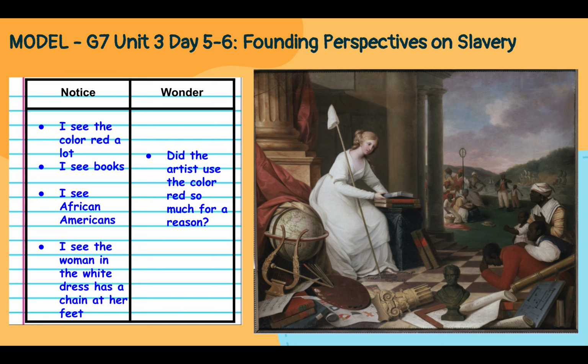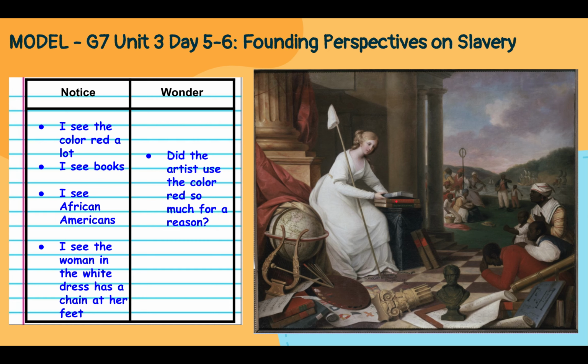So for example, when we're looking at this image, I want to just take a moment and look at the entire image. My eye is immediately drawn to the middle, right here, because of the bright color that she's wearing. And then I'm able to look at what is surrounding the woman and then the outside. So some facts that I was able to notice about this image was that I see the color red a lot. If I look to the left, I see the color red, and to the right, I see the color red as well.